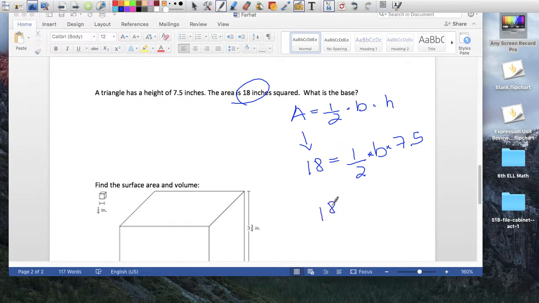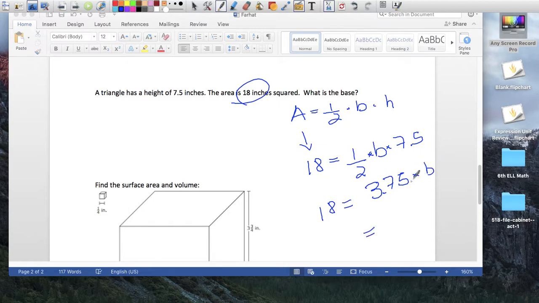Well, let's combine half and 7.5. Let's make those two into one number. So if you take half of 7.5, you get 3.75. Half of 7.5 is 3.75, right? So 3.75, don't forget the b there, times b.